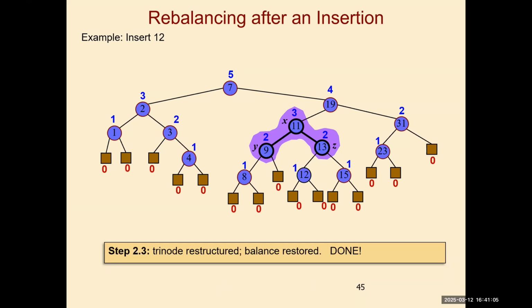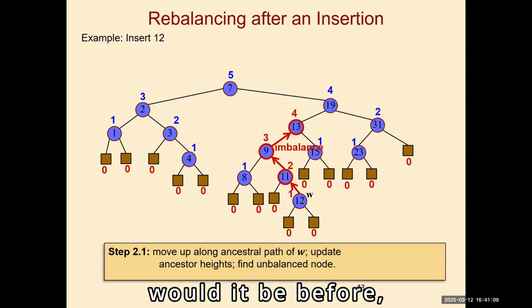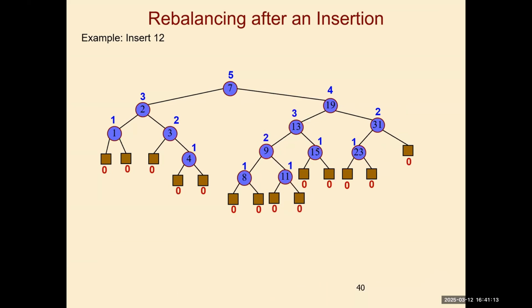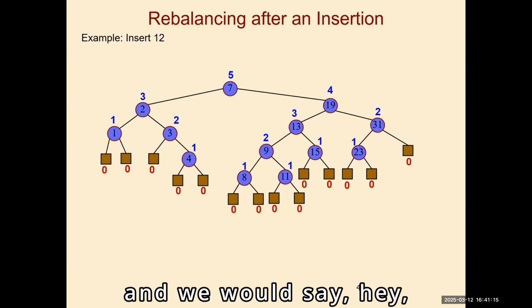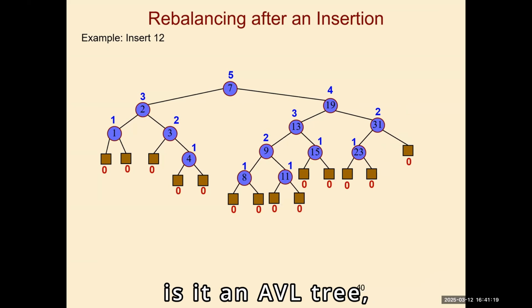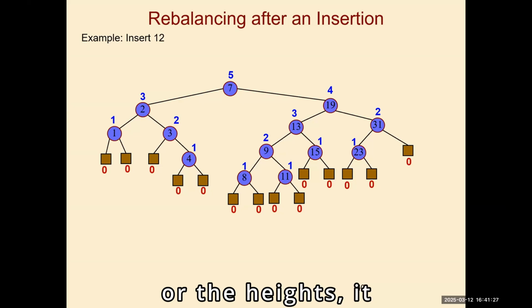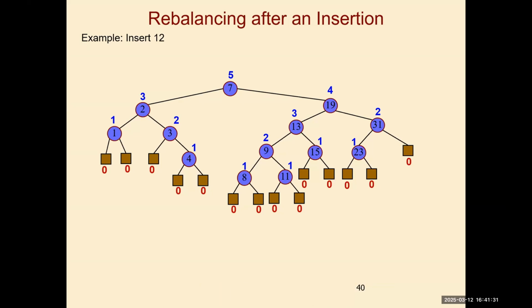So what would it be before, right? We would start with this tree and we would say, hey, is it an AVL tree, right? Each node can either store the imbalance or the heights. It doesn't really matter. They're the same sort of information, right?